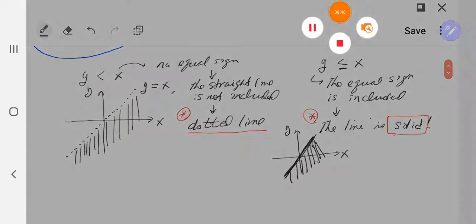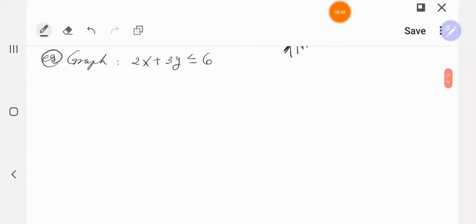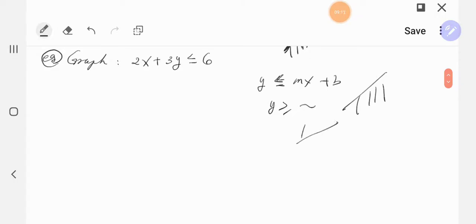Okay, so when we graph an inequality, first we rewrite the inequality as y is less than or greater than something, like y is less than or equal to mx plus b. Since this is less than, we select below the line. If y is greater than something, then we select above the line, right? This is what we learned so far.